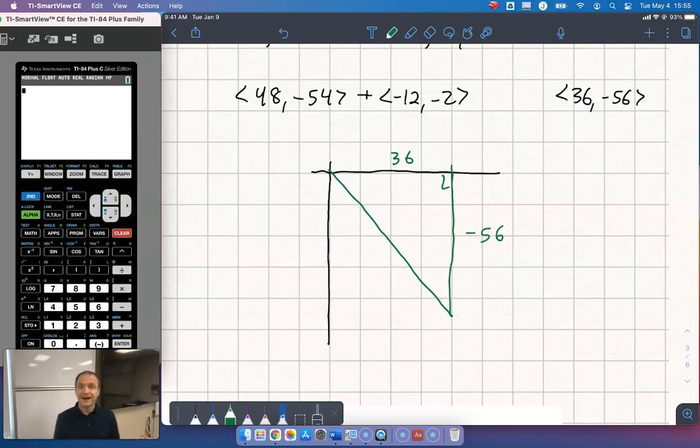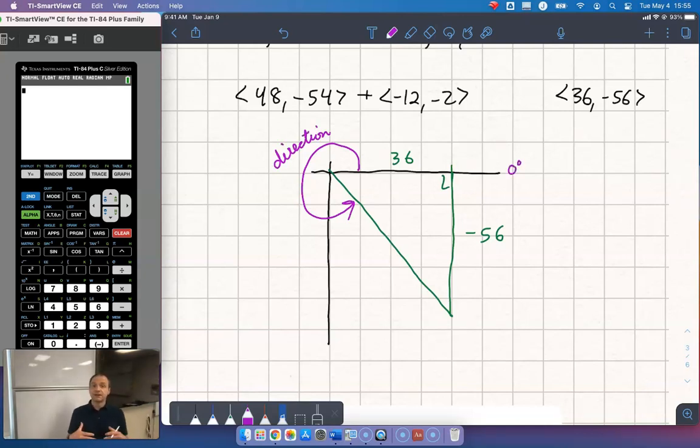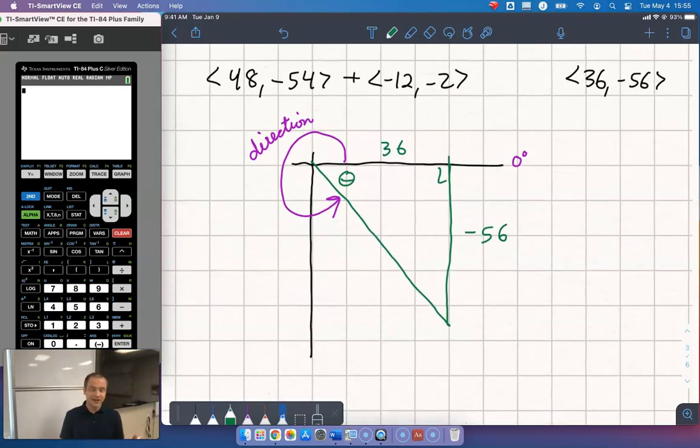I'm being asked to find the direction. Keep in mind, and this is the big thing with the story problem, direction is always from standard position. So when I want to find the direction, I want to measure as if I'm starting from 0 degrees. The issue is that I have this triangle, so I'm going to find the reference angle in that triangle. I'm going to use tangent because that's opposite and adjacent. When I want to find an angle, I do the inverse, so the inverse tangent of negative 56 over 36. That's going to give me the reference angle.